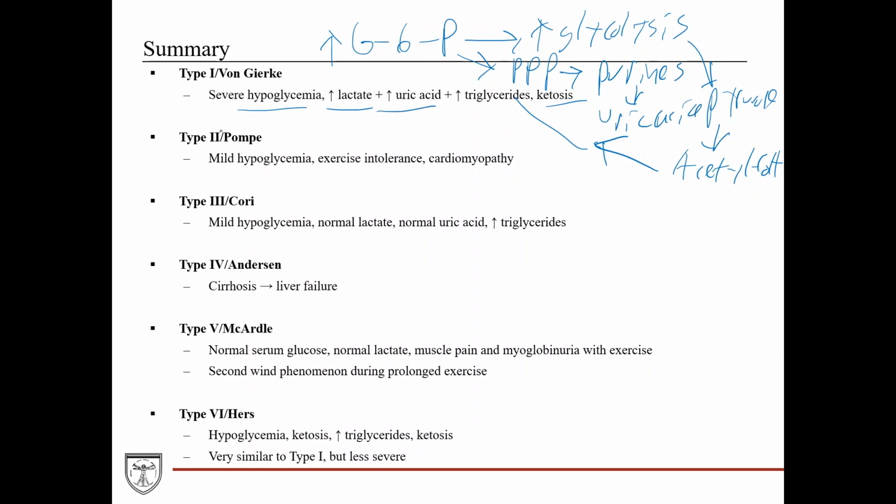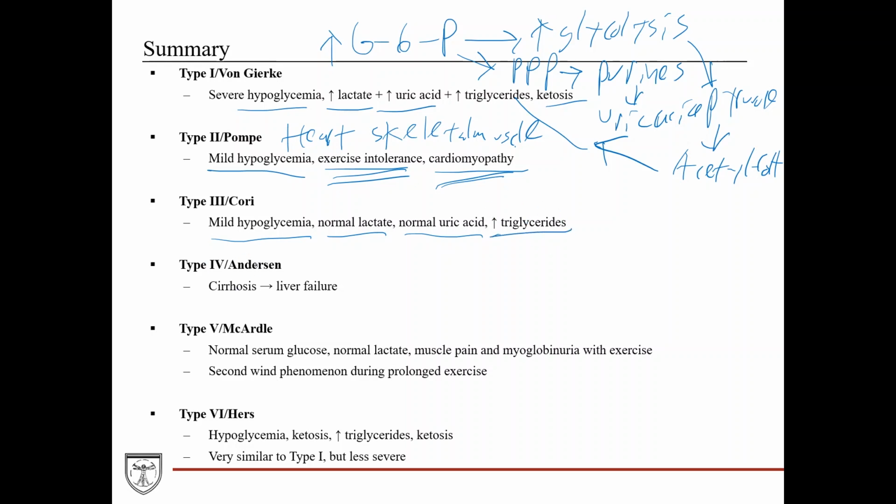Pompe disease, remember, this is the one where it affects the organs of high metabolic demand, such as the heart and skeletal muscle. And then you still have mild hypoglycemia because you're just not as able to efficiently break down glycogen. But where you really see it is exercise intolerance, and then these patients develop cardiomyopathy. Type 3, with Pompe disease, again, more mild hypoglycemia, normal lactate levels, normal uric acid. And in this disease, you'll also see increased levels of triglycerides as well.